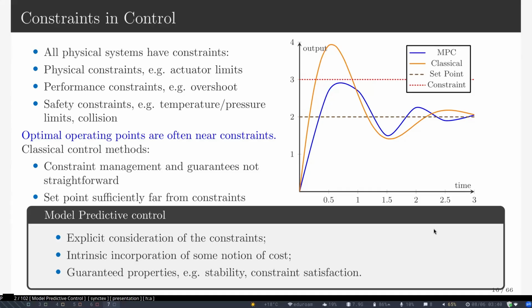So that's one good thing about MPC. It explicitly considers constraints. It has this intrinsic incorporation of a notion of cost. And hopefully, if you do your math right, you end up with some stability and constraint satisfaction guarantees. Even if you don't do your math right, you almost surely will get them.